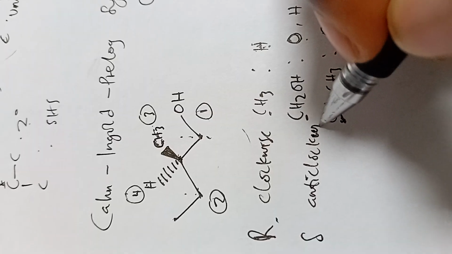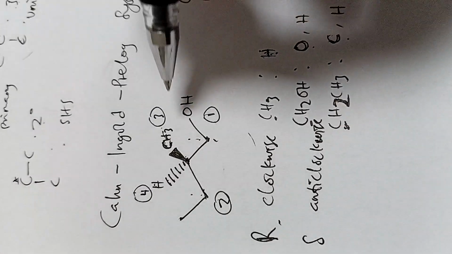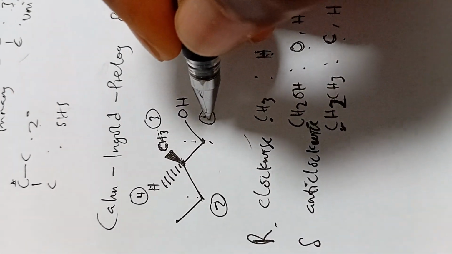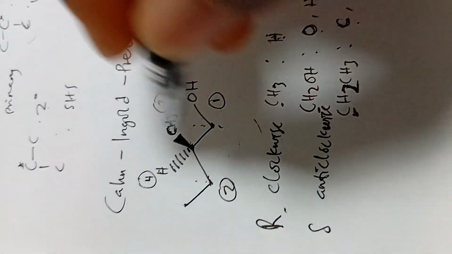That's when you ignore number four and you try to trace one, two, and three. We are going one, two, three. Yeah, we are going clockwise. So it's R.